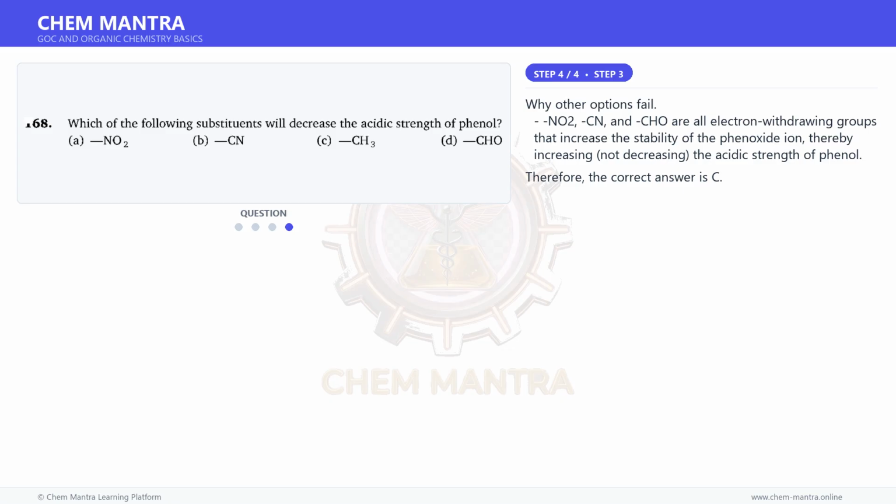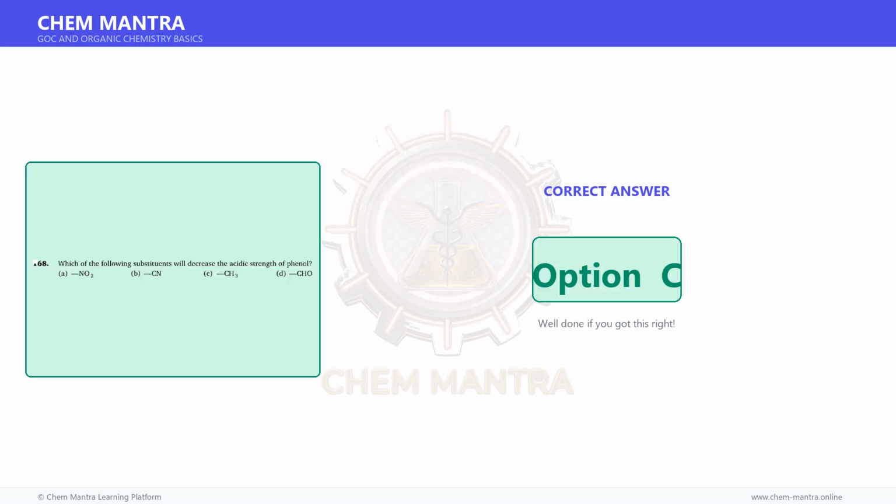Why other options fail? NO2, CN and CHO are all electron withdrawing groups that increase the stability of the phenoxide ion, thereby increasing, not decreasing, the acidic strength of phenol. Therefore, the correct answer is option C.